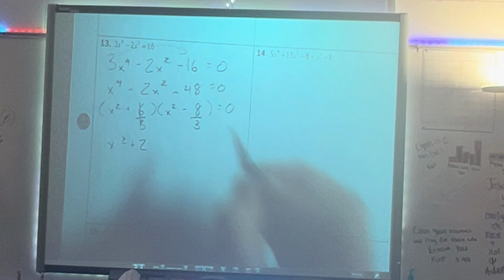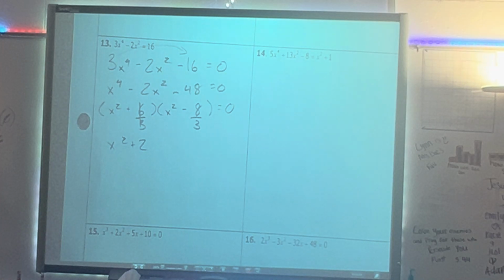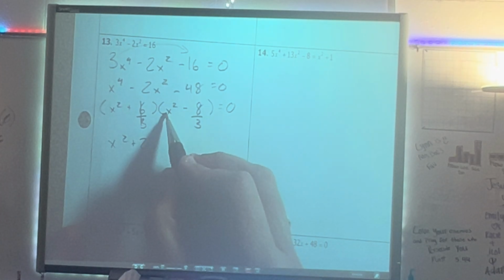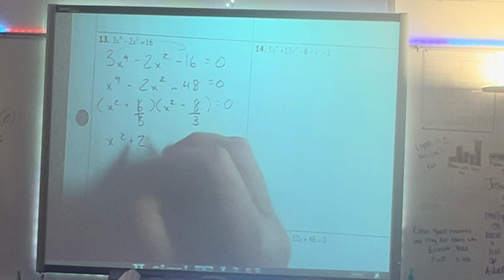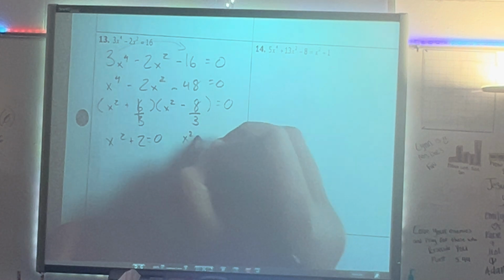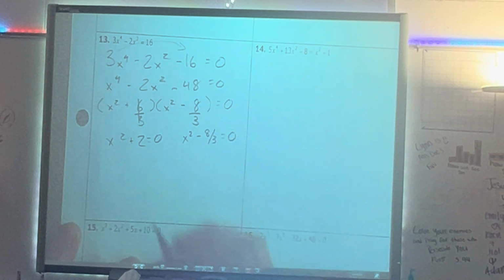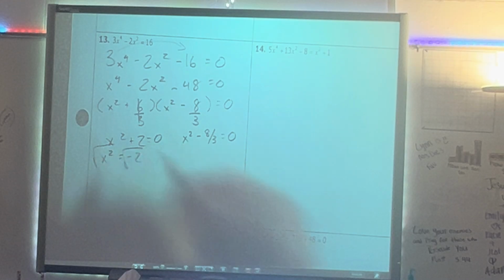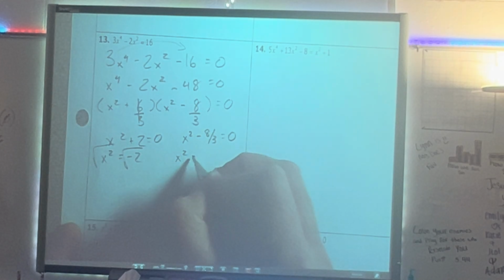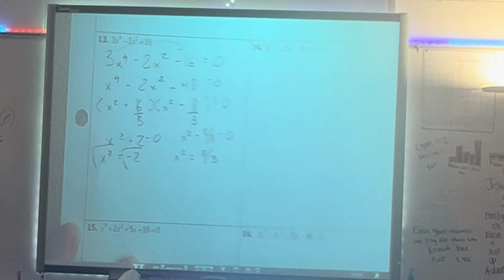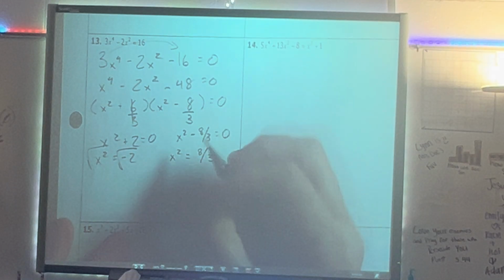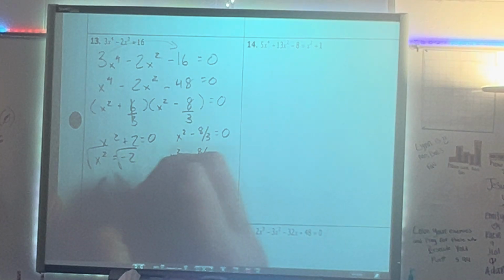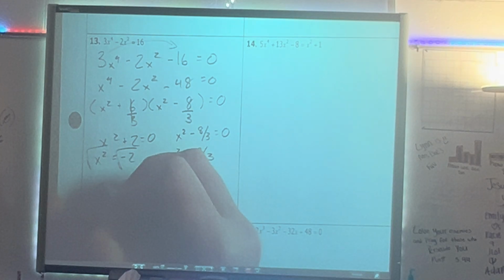This one, what I would do, since we're actually solving it, I'm not gonna push the 3 back up because I'm gonna have to get rid of it anyway. Does that make sense? So this one is gonna be x squared minus 8/3 equal to 0 for solving purposes. And I'm gonna end up having to finish this one over here. Alright, so this is just gonna be plus or minus i square root of 2.